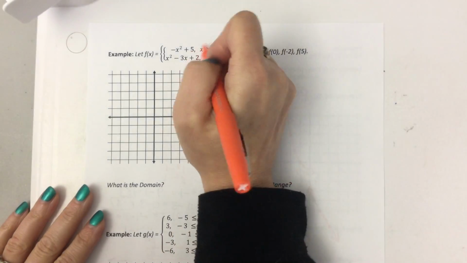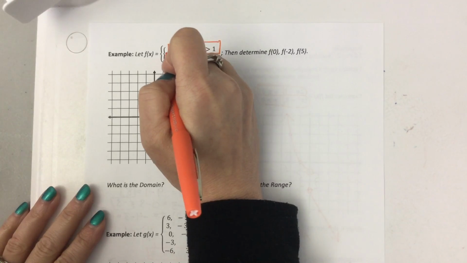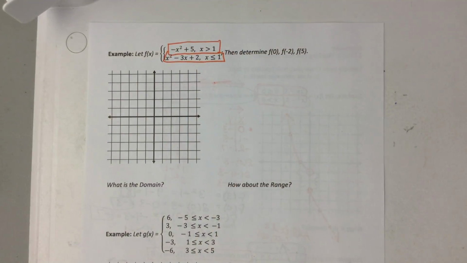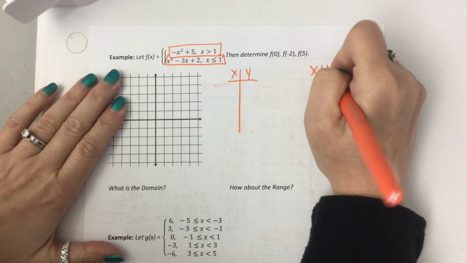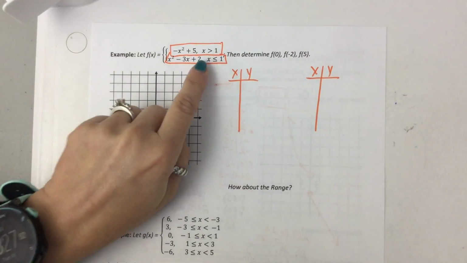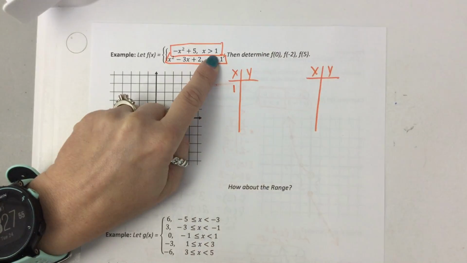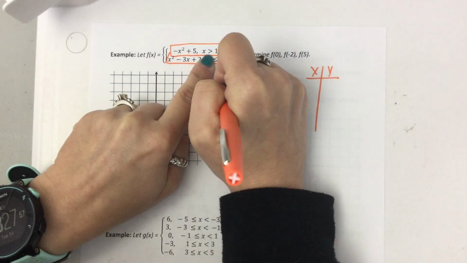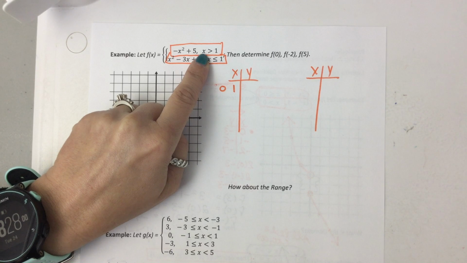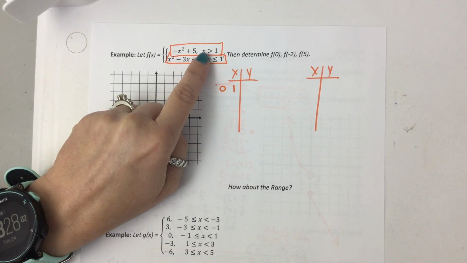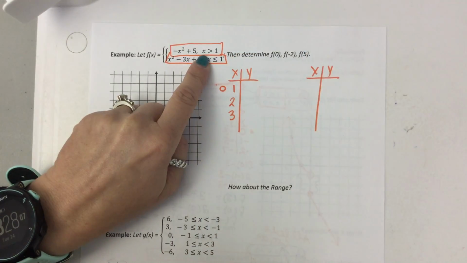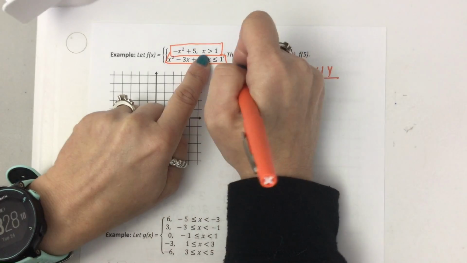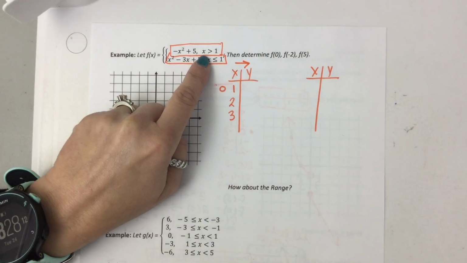Okay, now this time, notice this is quadratic, so it's part of a parabola. I do only have 2 pieces. If you have 2 pieces in your piecewise function, you need to have 2 xy tables. This says that we start at 1. X is greater than 1, so the 1 is not included. It's an open circle. Your x values for your table have to be larger than 1. So I'll go 2 and 3.